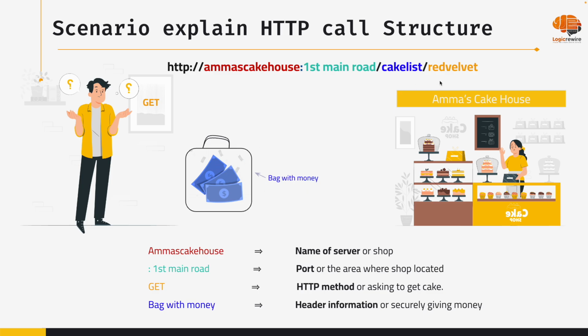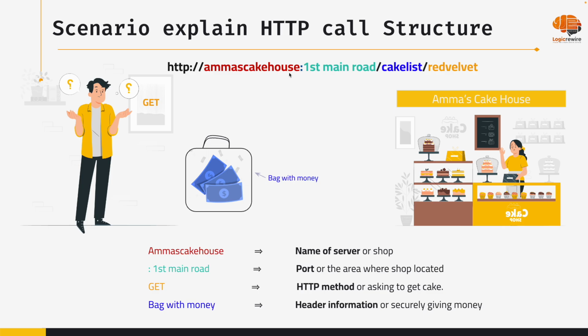Once he goes there, he will order and do the payment. At that time the cake house will deliver the cake to the person. So you understood this URL, which we are going to explain now. Okay, so let's start with this URL. Let's see, Amma's Cake House. Amma's Cake House here is nothing but the name of the shop or the name of the server, because treat this cake house as a server and this user as a customer, or the client.